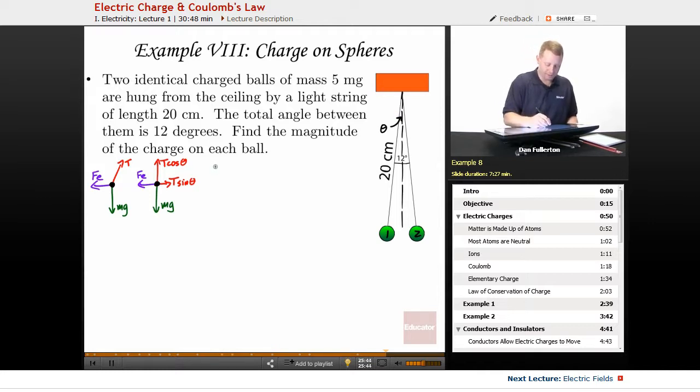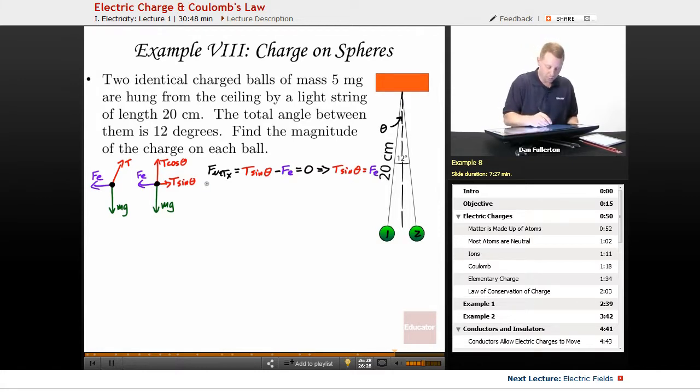Let's start with the net force in the x direction. I look at my pseudo free body diagram and write in all the forces in the x direction. I have T sine theta in the positive x direction, and I have the electrostatic force in the negative x direction. Because this is in equilibrium, it's not accelerating, I know that the total must be 0. Therefore, T sine theta must equal the electrostatic force. All right, there's one equation we can use.